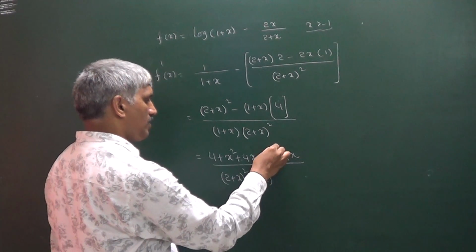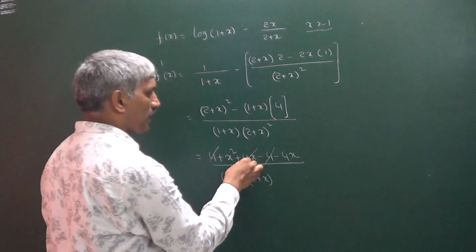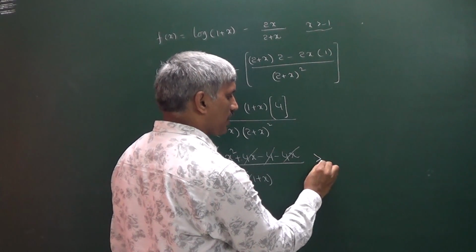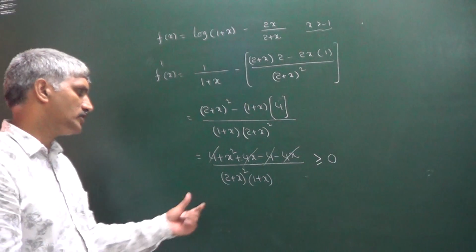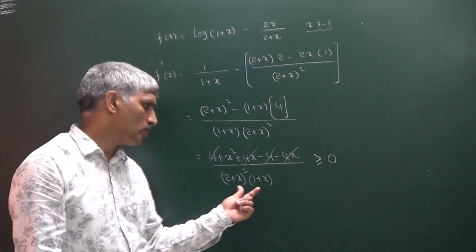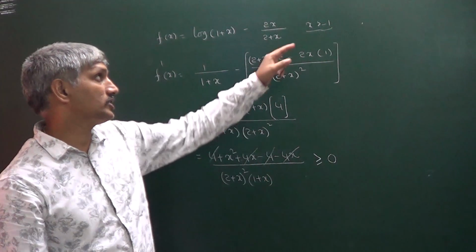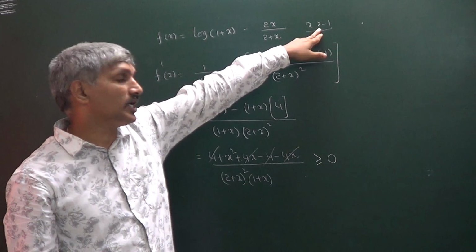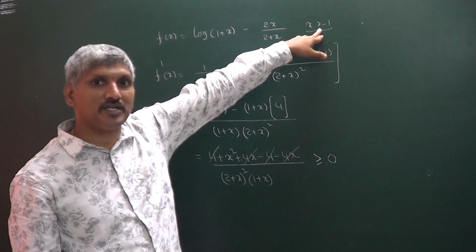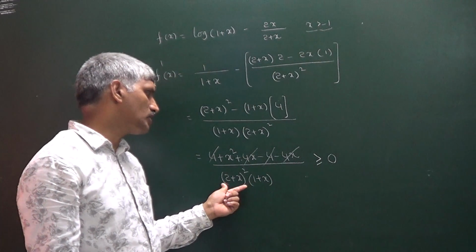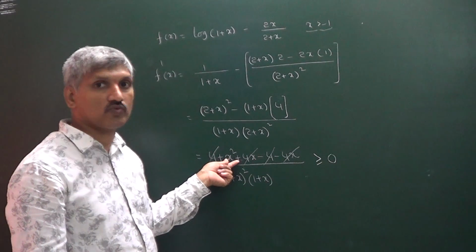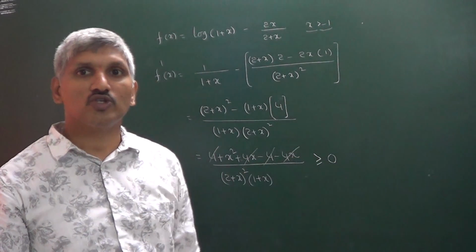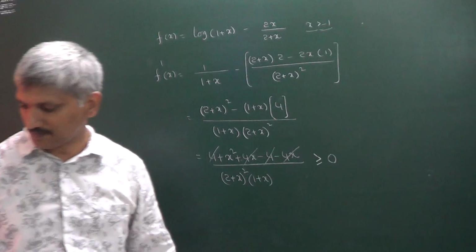Now you can observe here, plus 4 minus 4 cancel, and 4x also cancels. This is always greater than or equal to 0. The reason is that the square of a number is always positive, and 1 + x is also positive. The reason is logarithm is defined only for positive real numbers, so 1 + x is greater than 0. That is given in the information, x greater than -1. So this is positive, this is also positive, and x^2 is greater than or equal to 0. That's why f'(x) is greater than or equal to 0. So we can say the function is an increasing function.